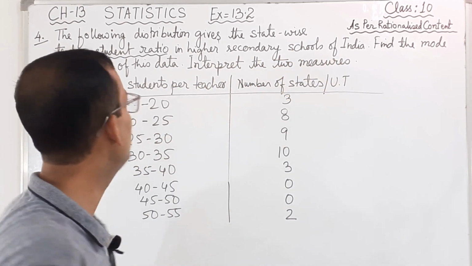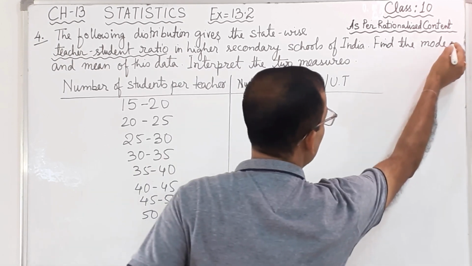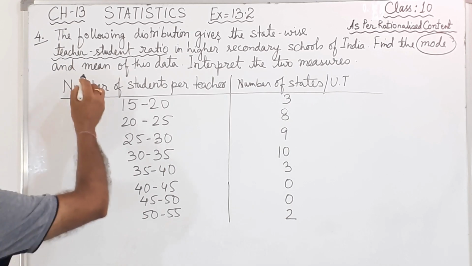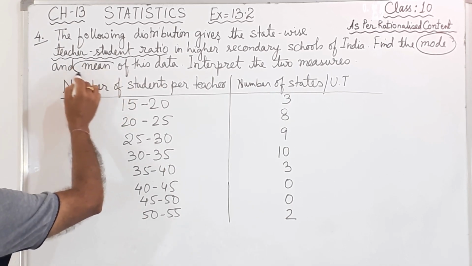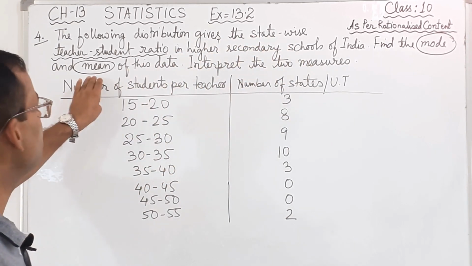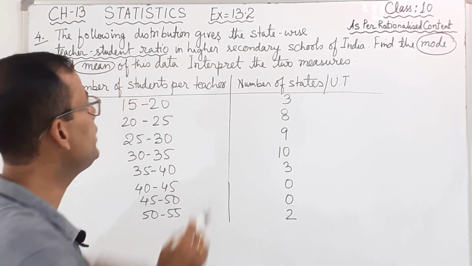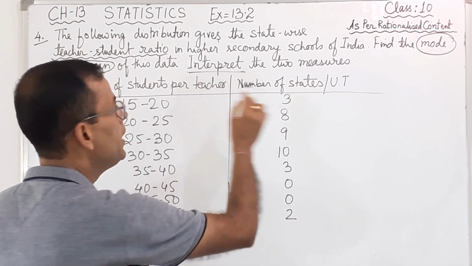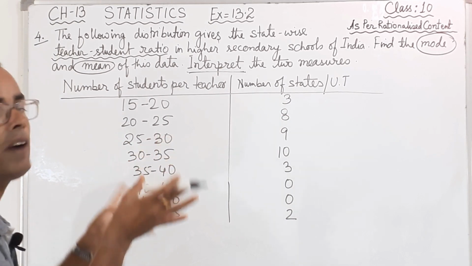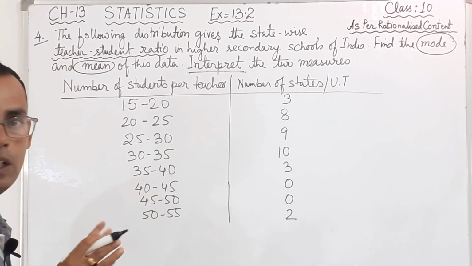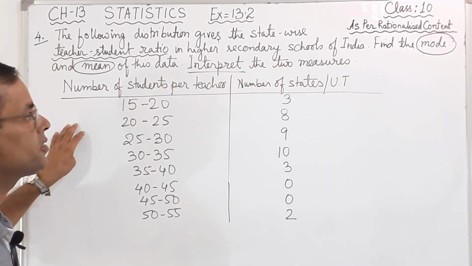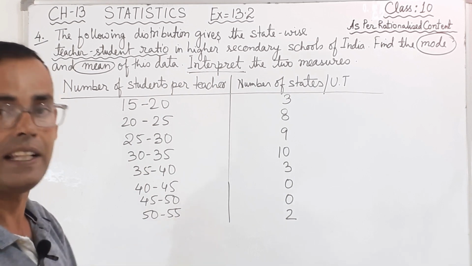Find the mode. That means first they are asking us to find the mode and the mean of this data. So you have to find the mode first and the mean after that. And then you have to interpret the two measures. That means, what relationship is there, or can you find any relationship between mode and mean? So you have to interpret the two measures. So let us find the mode first and then the mean.